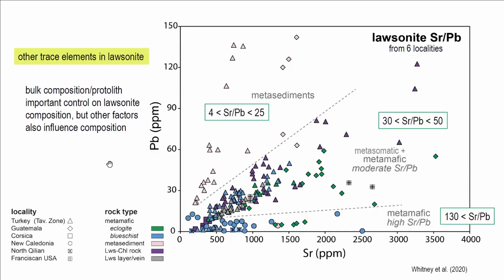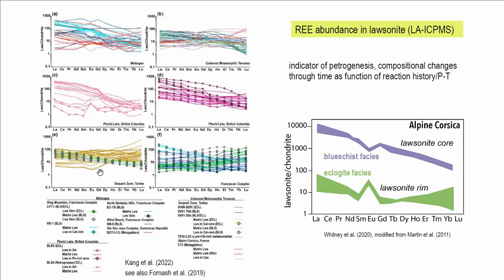Other trace elements we've been looking at, turns out strontium and lead, and also, I won't show it, but chromium and vanadium ratios are important indicators. They mostly track the protolith type. You can see metasediments versus the more mafic rocks here, but of course it's important to know what other minerals are in the rock. If there's sulfides that are taking lead relative to lawsonite, that affects these trends. But we can also, in some cases, the trends do indicate some open system behavior.